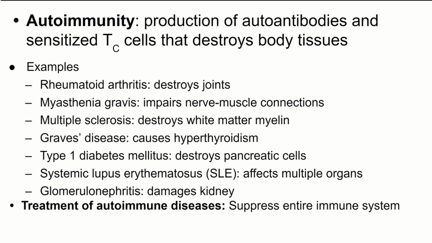We have Graves' disease, which causes hyperthyroidism. We have type 1 diabetes mellitus, which destroys the pancreas. We have systemic lupus, which affects multiple different organs. And then glomerulonephritis damages the kidneys.